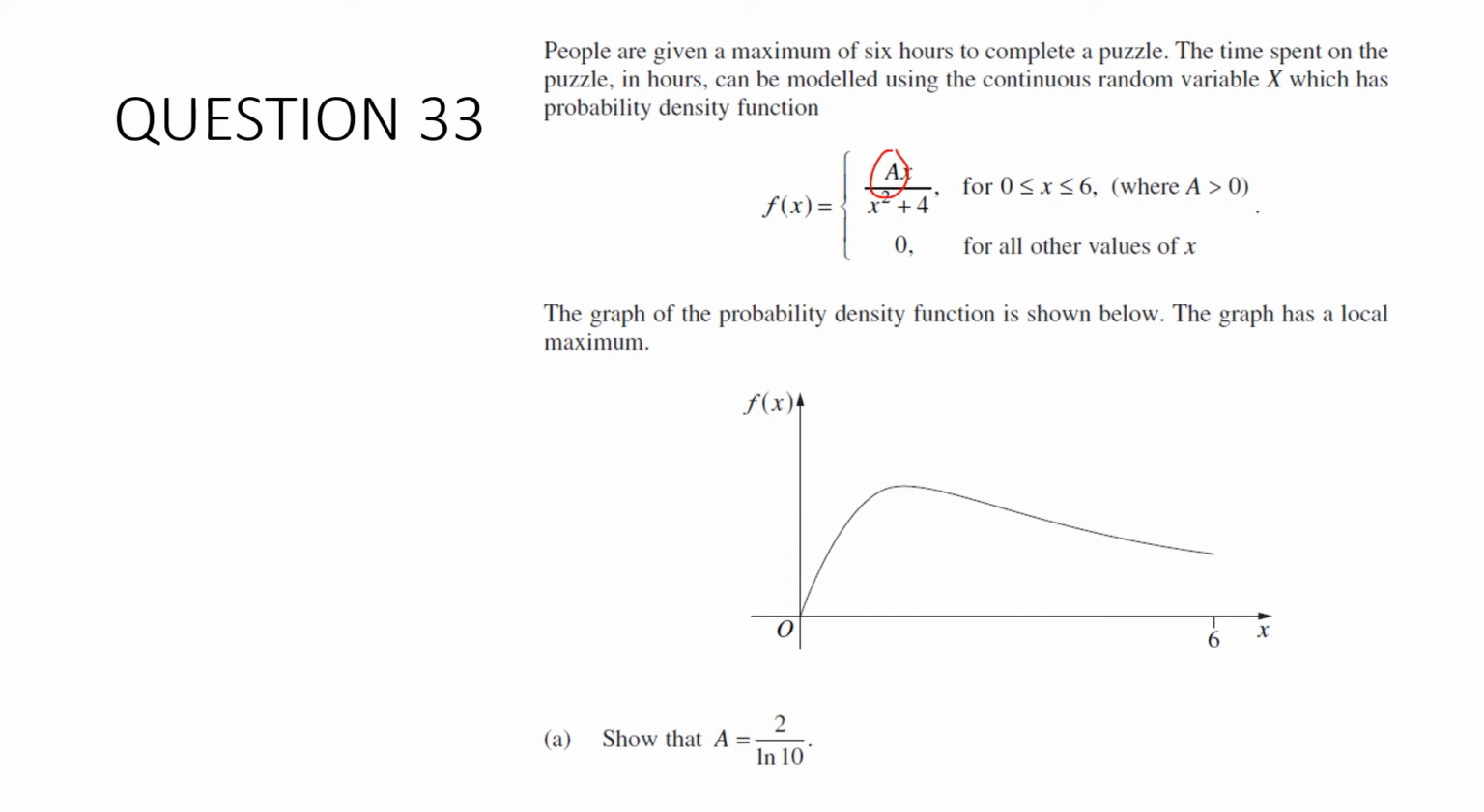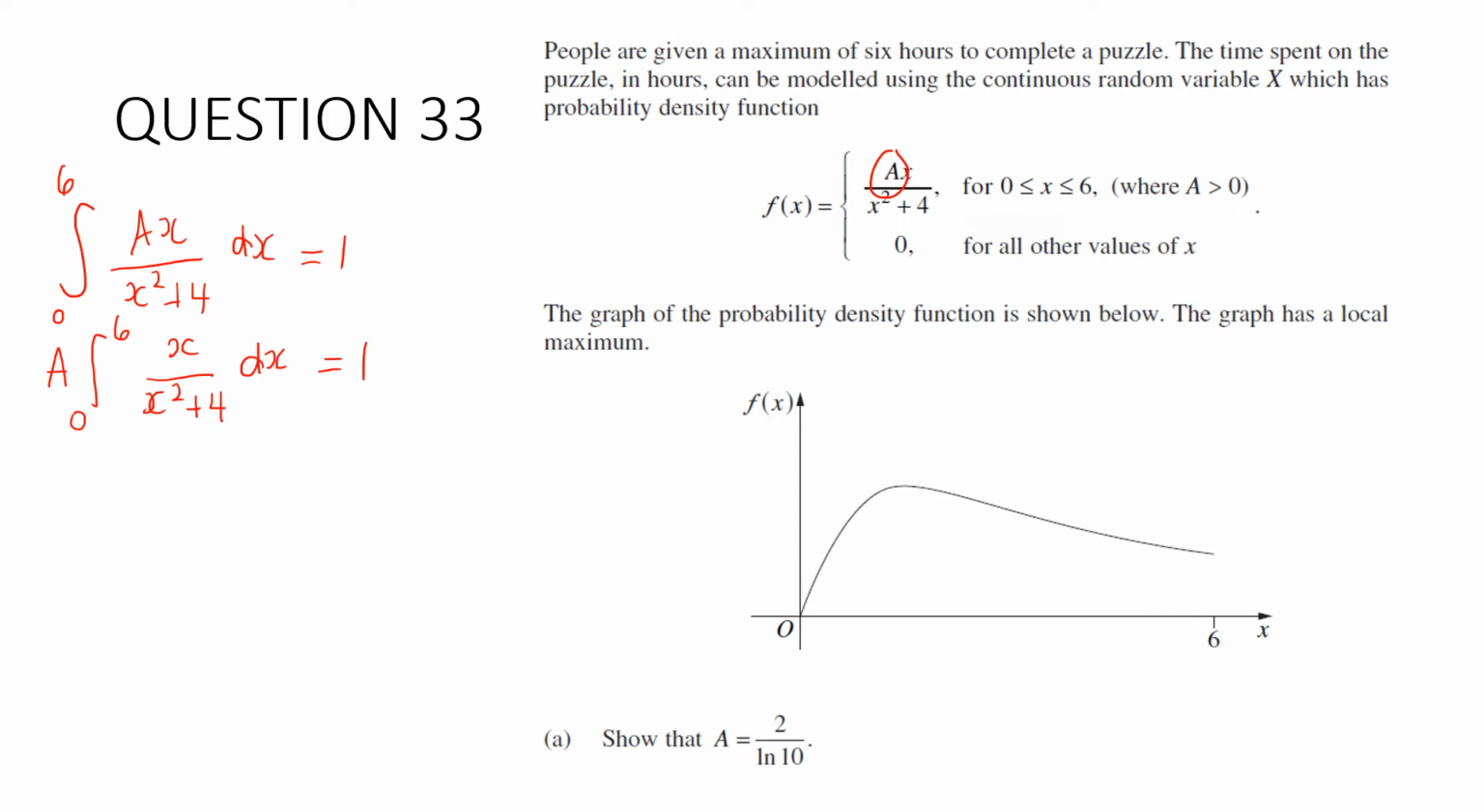So remember, for it to be a valid probability density function, the area under the curve has to equal 1. So we're just going to do that. The integral between 0 and 6 of ax over x squared plus 4 dx has to equal 1. I'm going to throw this A out the front just to make life a little bit easier. And this is a reverse chain rule. It's one of those ugly ones. I'm going to adjust it.